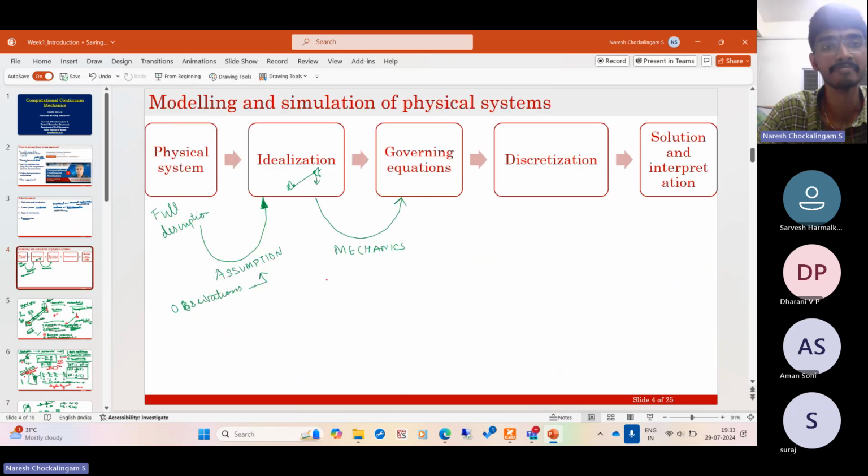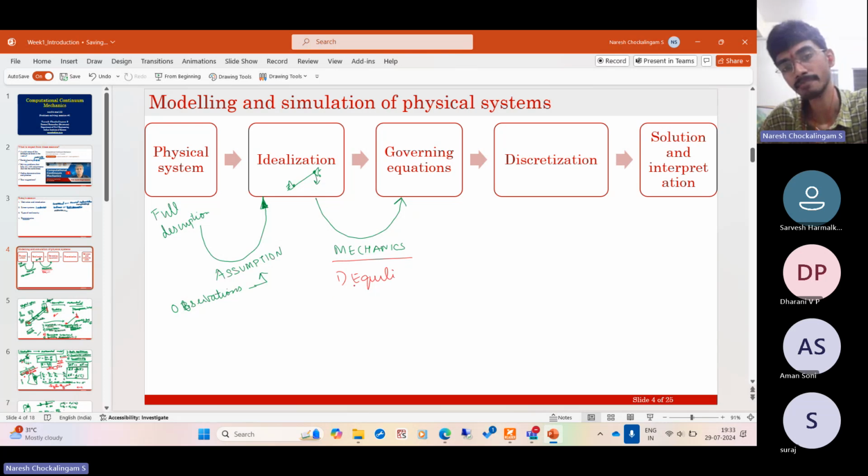This is important. So from going from physical system to idealization, you just need assumptions which are guided by the physical observations on the field. So you see that the cross section is not deforming in its own plane, so you assume it is 1D. You see that the material is fairly homogeneous, isotropic, etc., and you assume it is the same in the model, and you idealize the support conditions in the same manner. In going from idealization to the governing equations, you invoke a lot of mechanics. You need the equilibrium, you need compatibility, and you need material model.